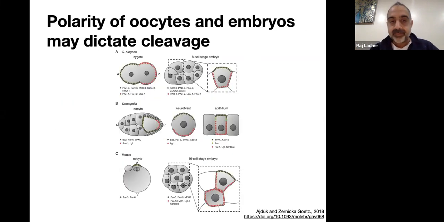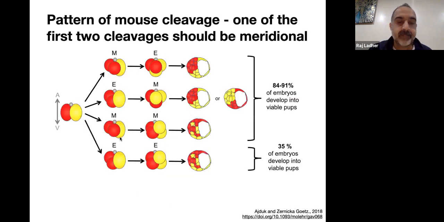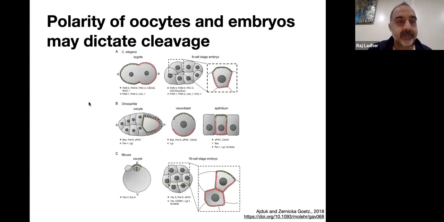So, as I mentioned, mouse and mammals in general have two different modes of cleavage, and so cleavage can be meridional. Can anyone remind me what meridional means?